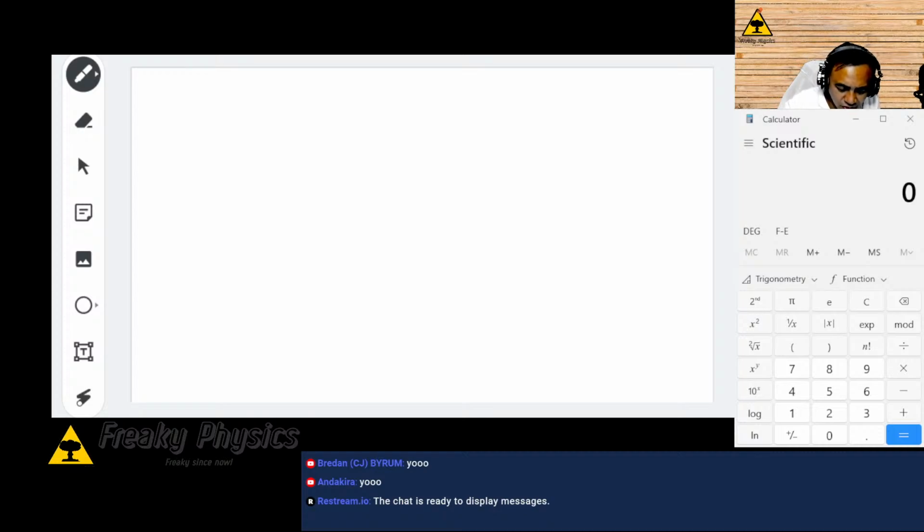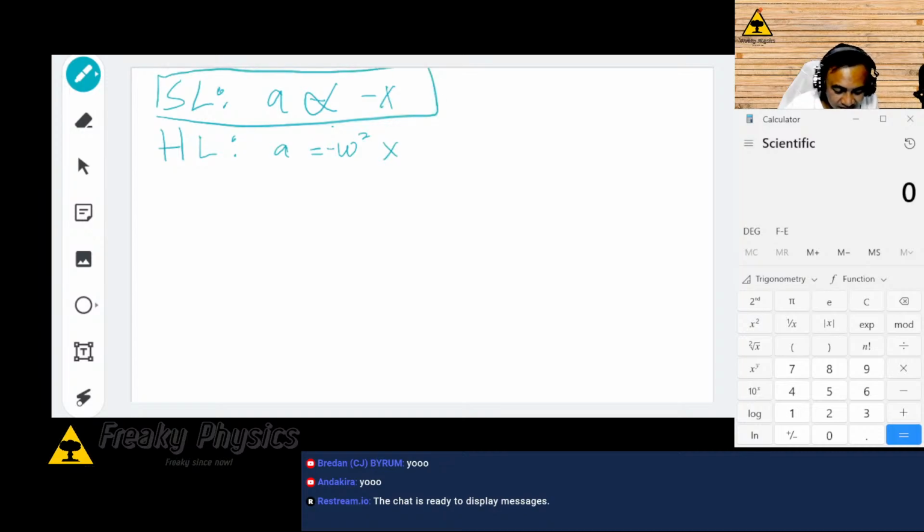At least for SL, all you need to know is that the acceleration is proportional to negative x, right? I'm just going to tell you now that for HL they need the equation negative omega squared x. So for you, this will suffice.